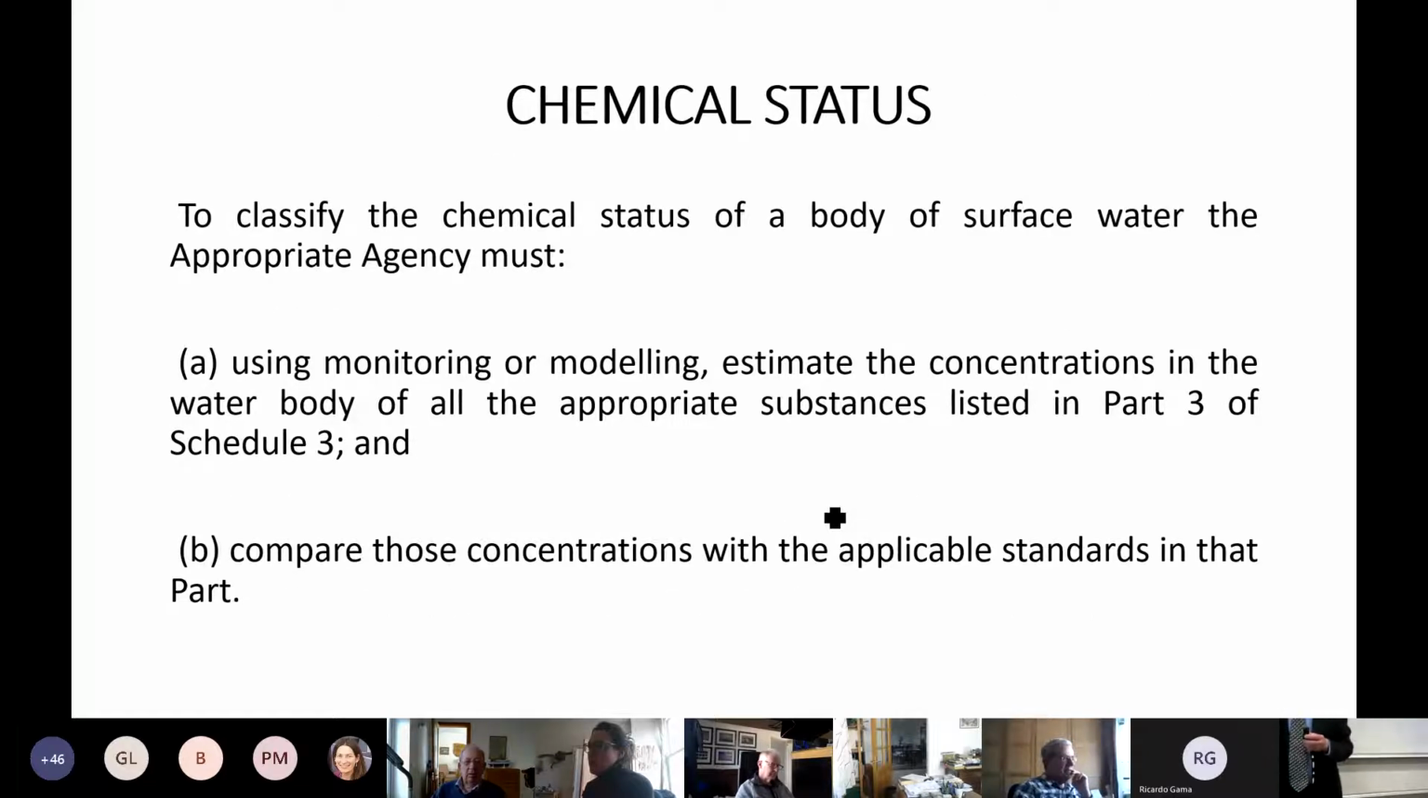Taking the chemical status as an example, to classify the chemical status of a body of water, they must use monitoring or modelling to estimate the concentration in the water body of all the appropriate substances as listed, and compare those concentrations with the applicable standards as listed.